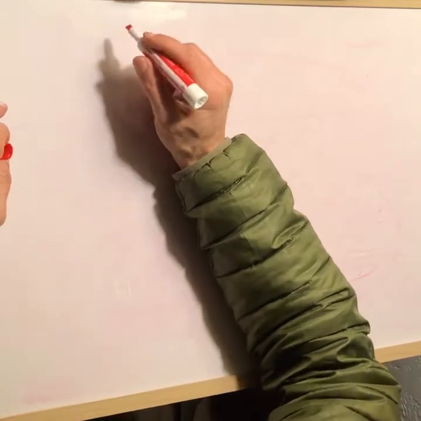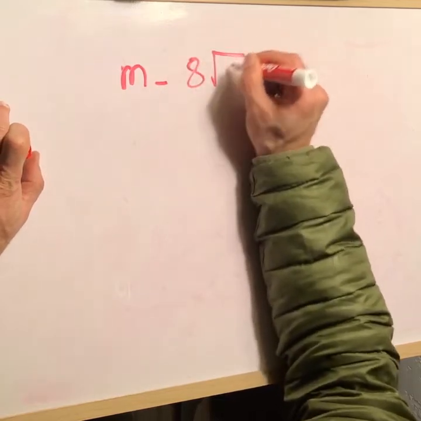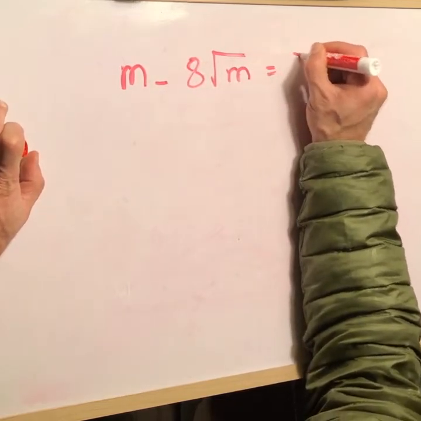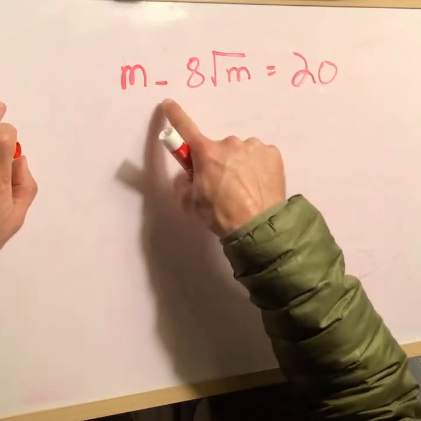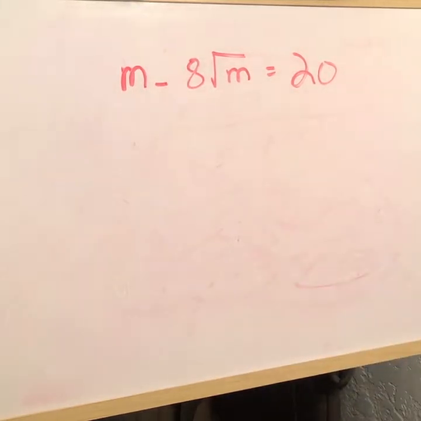So what I'm going to do now is this. I have another one that I'm going to put up: m minus 8 square root of m equals 20. And the question is, what number minus 8 times the square root of that number equals 20? It might seem like a pretty simple question, but it actually gets a little more in depth because it's hard to figure out what this number is unless we figure out what we're going to substitute for u.